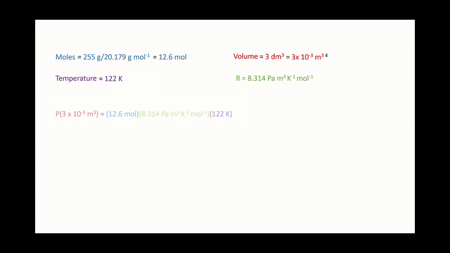Now, subbing these values into the ideal gas law and rearranging, we can see that using all of these units, they should just cancel down. So the moles cancel with the moles, kelvins with the kelvins, and the meters cubed with the meters cubed, leaving us with a unit of pressure, which is the Pascal. And after calculation, we are left with a value of pressure that is around 4.26 million pascals.